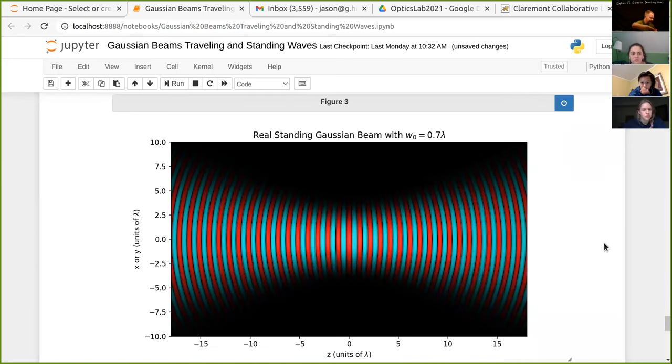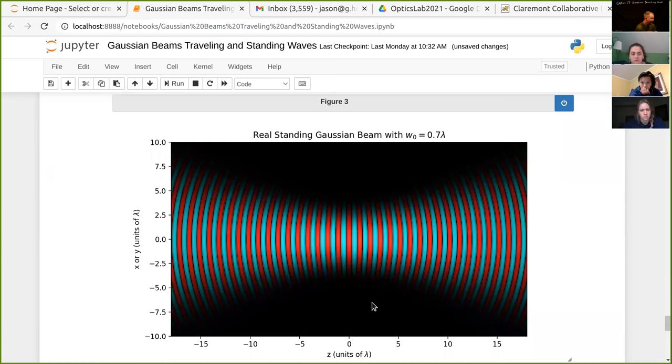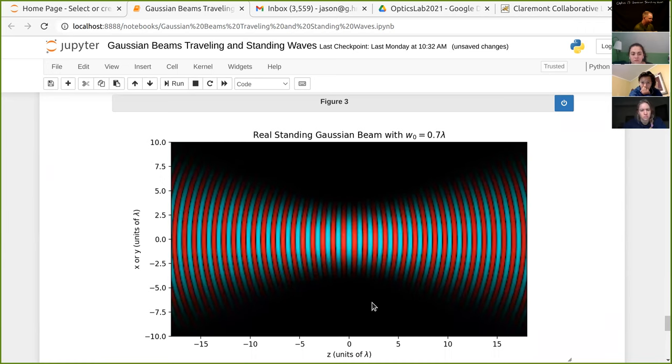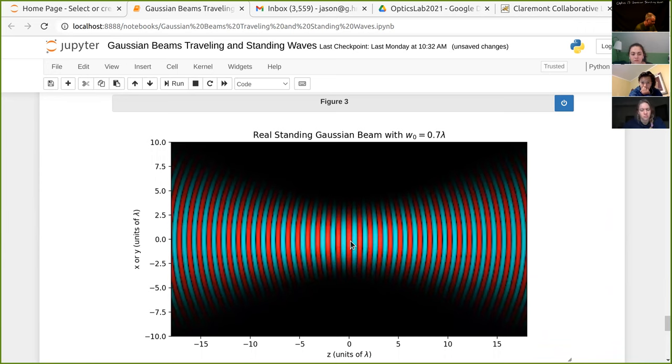And this is a standing wave. So this is what's inside of the laser cavity. What you'll notice is it's not moving. It's just growing in amplitude and shrinking in amplitude, growing in amplitude and shrinking in amplitude. Let me put my mouse right here at the center.